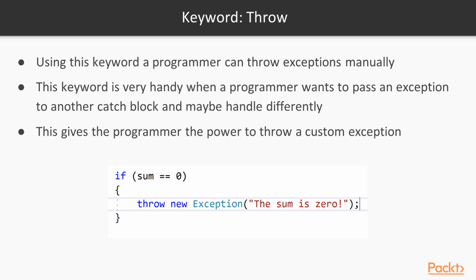Then comes the throw keyword. Using this keyword, a programmer can throw exceptions manually. This keyword is very handy when a programmer wants to pass an exception to another catch block and maybe handle it differently. This gives the programmer the power to throw a custom exception. Now let's jump into the IDE and write some code.